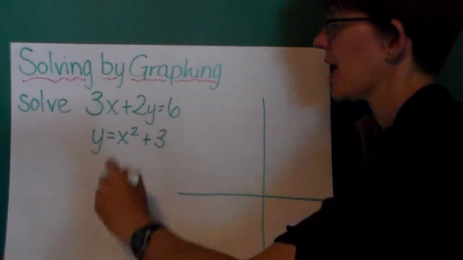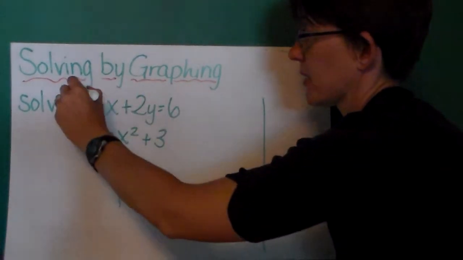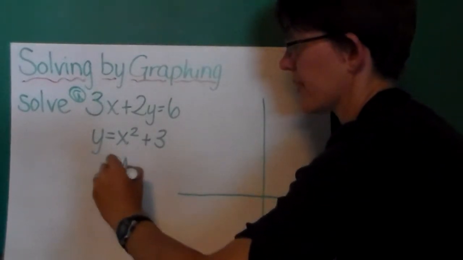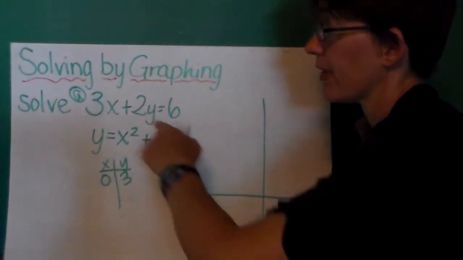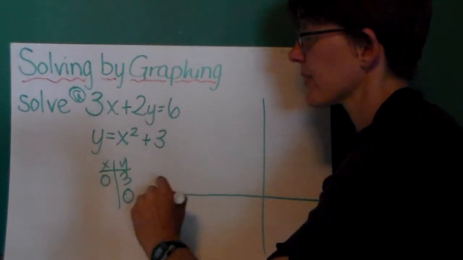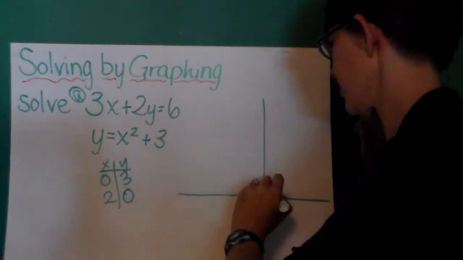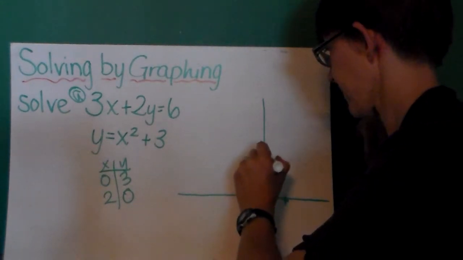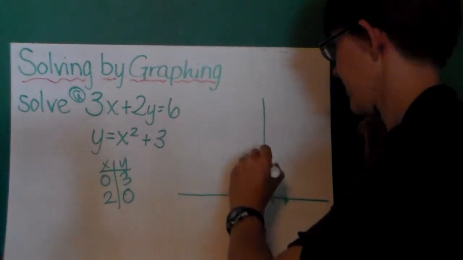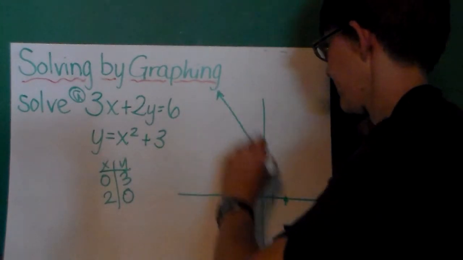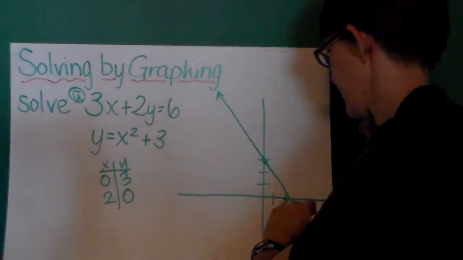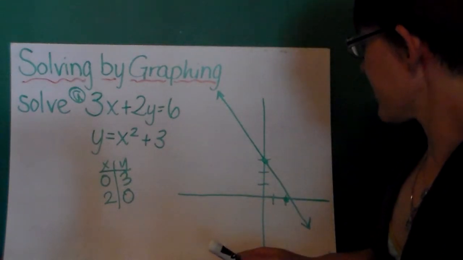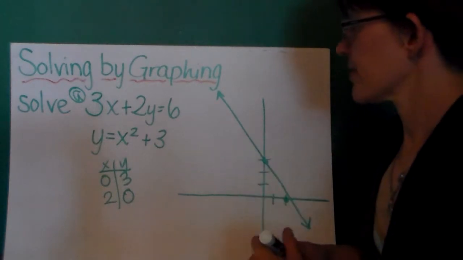3x and 2y... let's see, if I put in 0 for x, then y equals 3. If I put in 0 for y, then x equals 2. Okay, so I'll graph both of those. Okay, and I can see that that's my line.